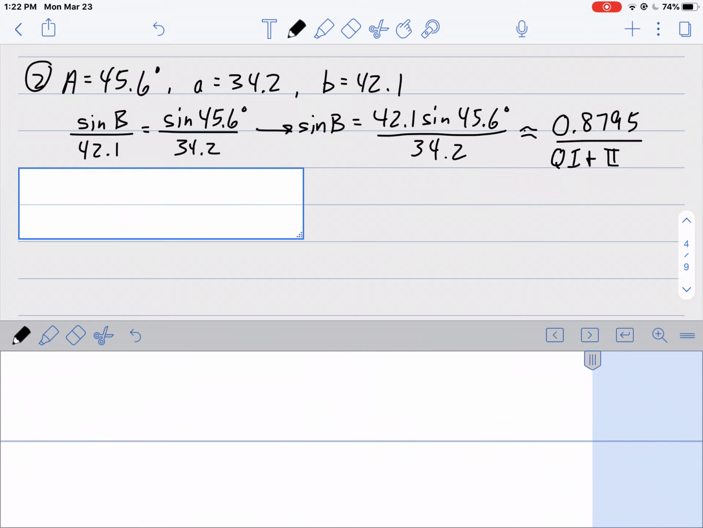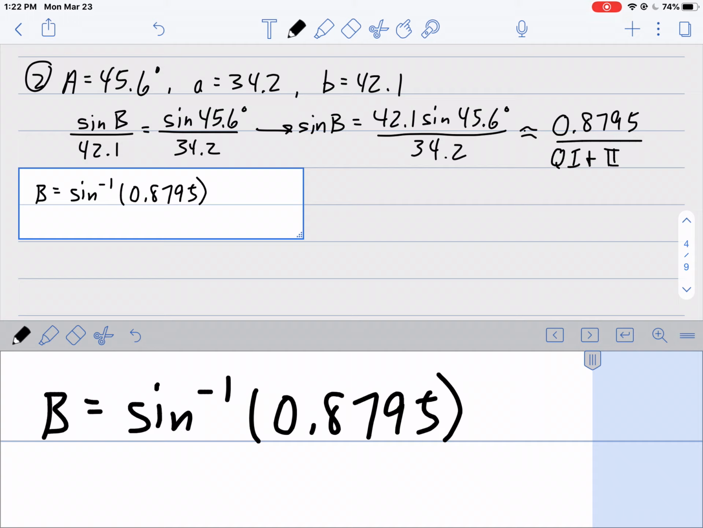So now we're going to play the game we played before with our inverse function on the calculator. I know there's two angles. I know there's a quadrant 1 angle. I know there's a quadrant 2 angle. So let's start with angle B being equal to then the inverse sine of 0.8795.